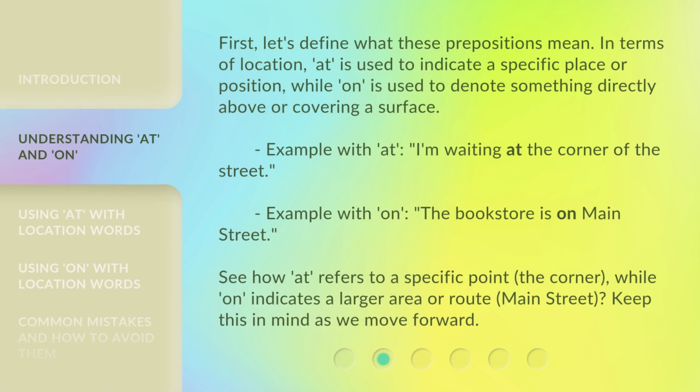First, let's define what these prepositions mean. In terms of location, at is used to indicate a specific place or position, while on is used to denote something directly above or covering a surface. Example with at: I'm waiting at the corner of the street. Example with on: the bookstore is on Main Street. See how at refers to a specific point, the corner, while on indicates a larger area or route, Main Street. Keep this in mind as we move forward.